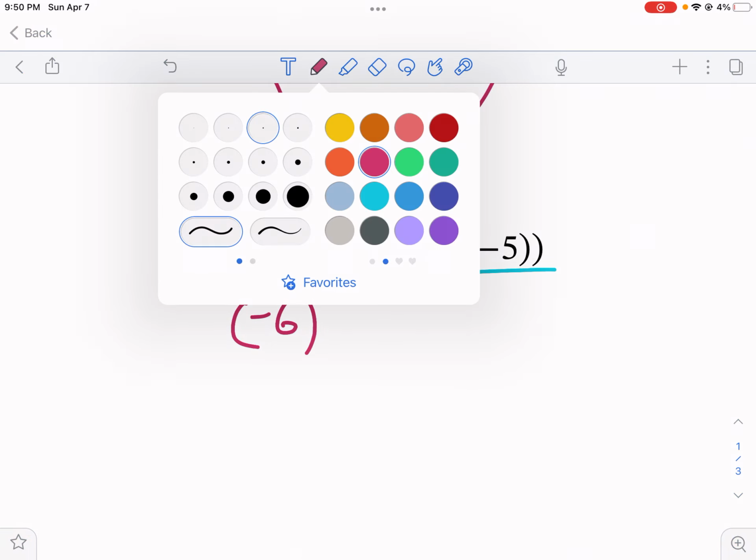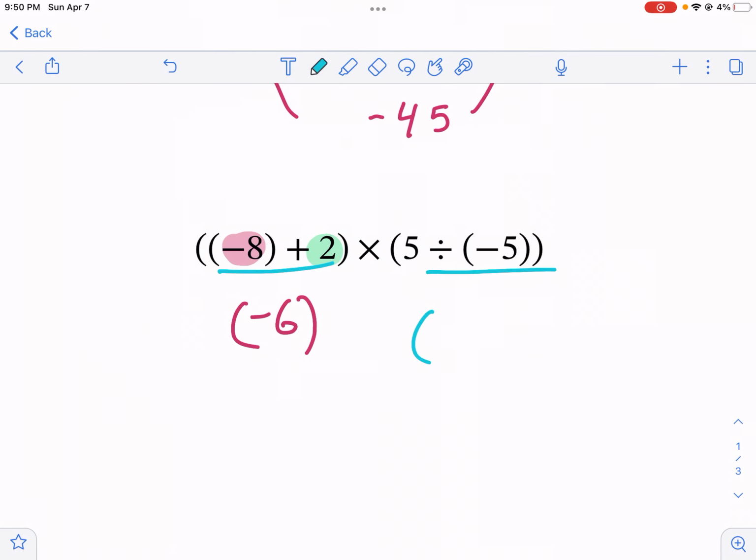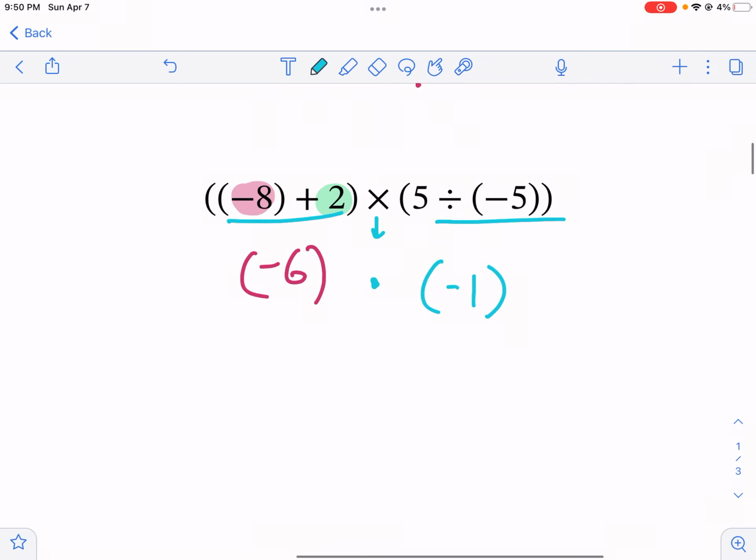Over here on the right, I'm going to move over here. I have 5 divided by negative 5. A positive divided by negative is going to be a negative, and 5 goes into 5 one time, so that's my answer. And I need to just copy down what's left. So now I have a negative 6 times a negative 1. A negative times a negative is equal to a positive, and there's my answer.